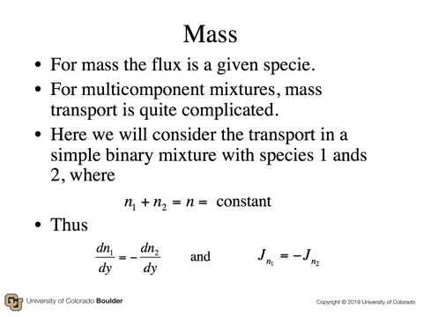But we'll look at a simple binary mixture where there are two species, species 1 and 2. So the sum of the number densities of the two species has to equal the total number density. Assume that's constant. If that's the case, then the gradient in one has to be the negative of the gradient in the other. And so the flux of one has to be the negative of the flux of the other.